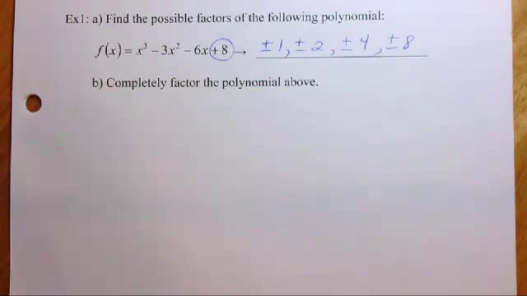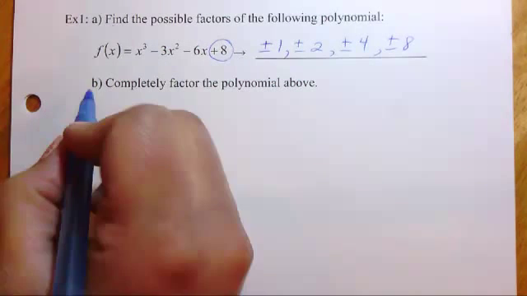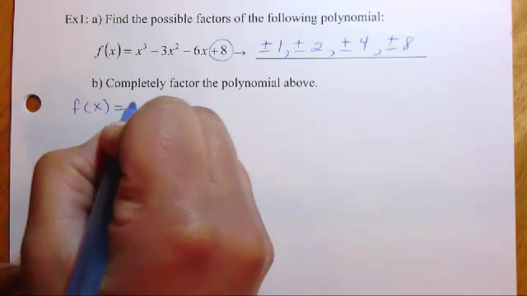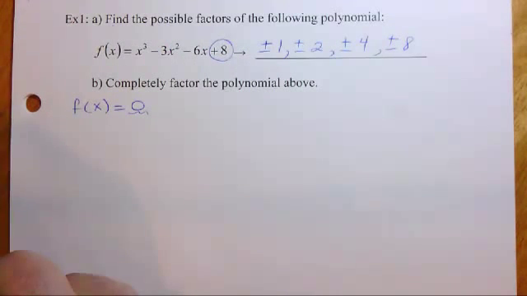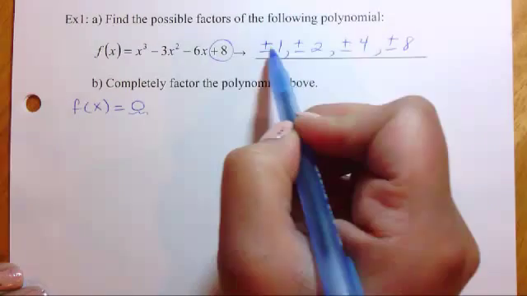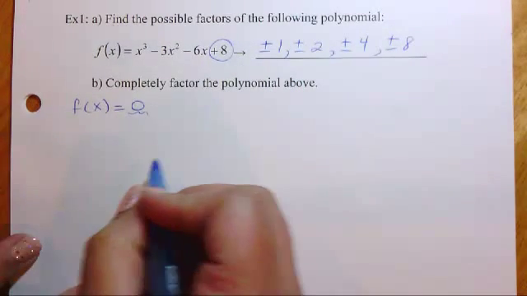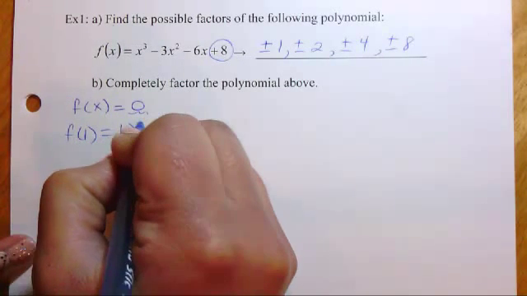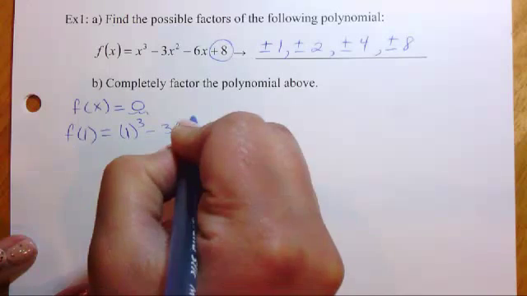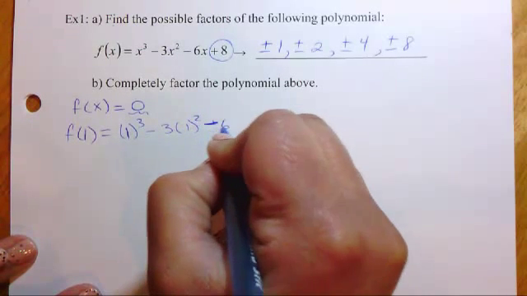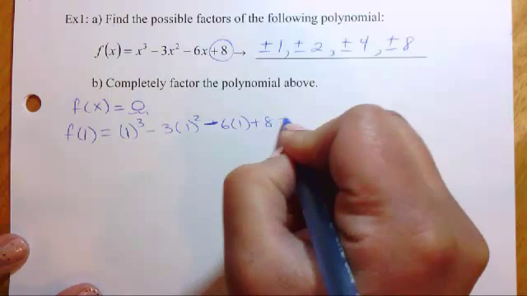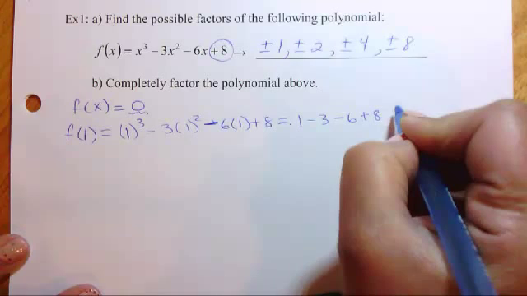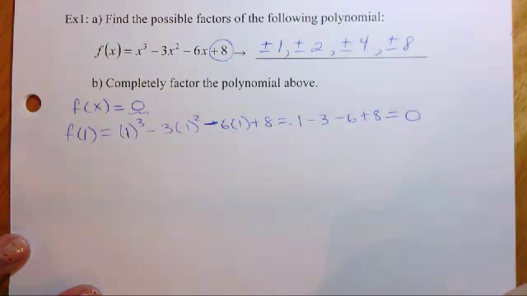First, we're going to pick one of these values and see which ones make f of x equal to 0. Let's start with f of 1. That gives me 1 cubed minus 3 times 1 squared, minus 6 times 1 plus 8. And we want to see what that equals. We get 1 minus 3 minus 6 plus 8, and that actually gives us 0.